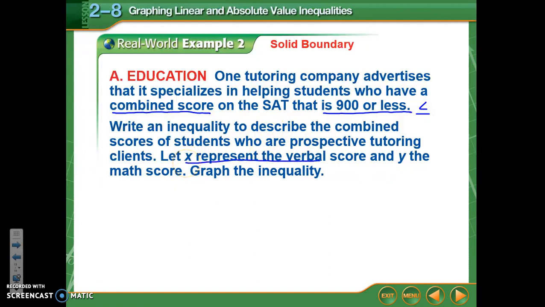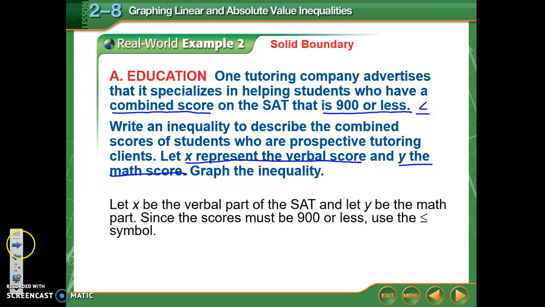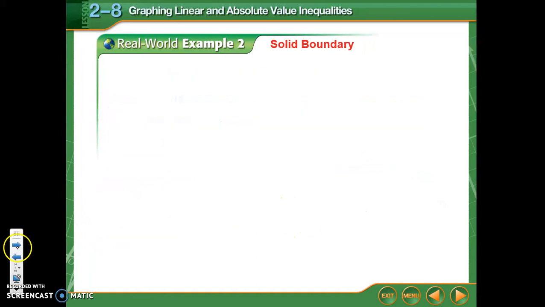X is going to represent the verbal score. Y is going to represent the math score. We're going to graph this inequality, but first we need to write the inequality, right? So X is the verbal part and Y is the math part. The scores added together have to be 900 or less, like we just talked about.